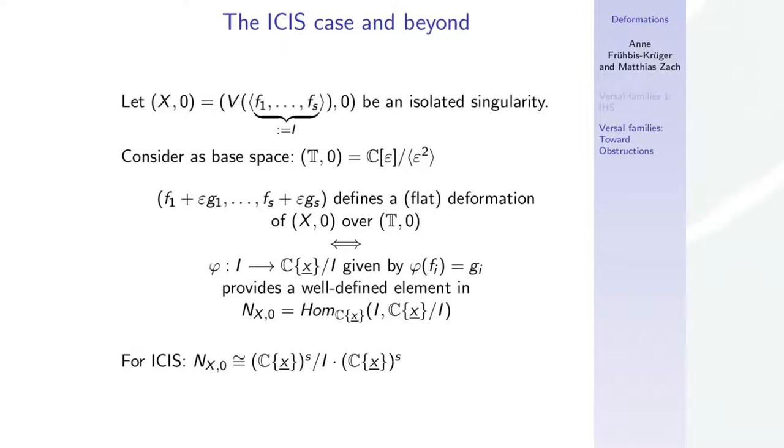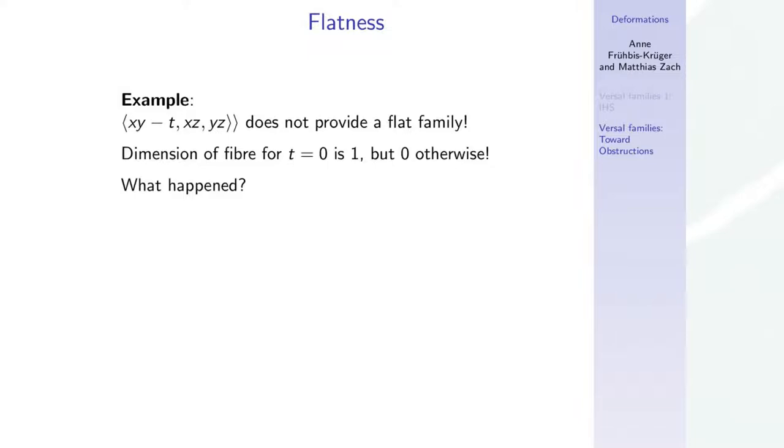For ICIS, this normal module is just a module of rank s over our ring C{x} modulo I times this ring. In more general settings, then of course it will be more difficult to attain. And for determinantal singularities, there are ways to compute it if we are in the Cohen-Macaulay codimension 2 case. But for the time being, let's just stick to this.